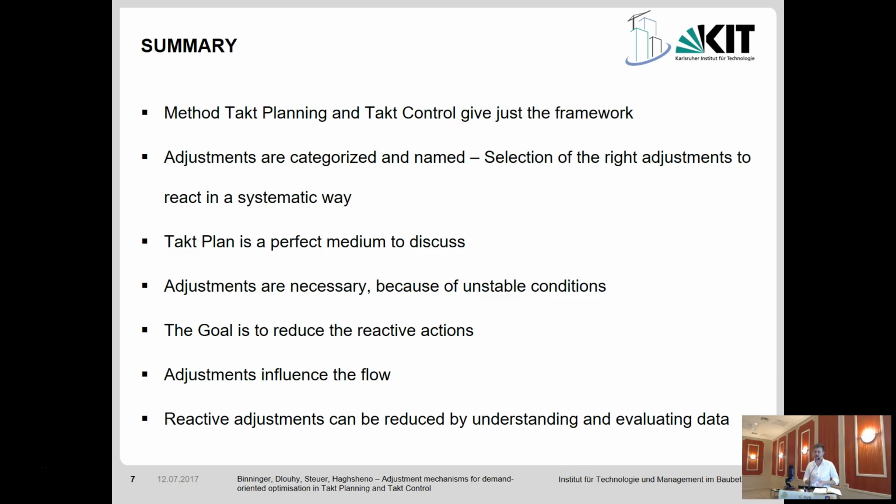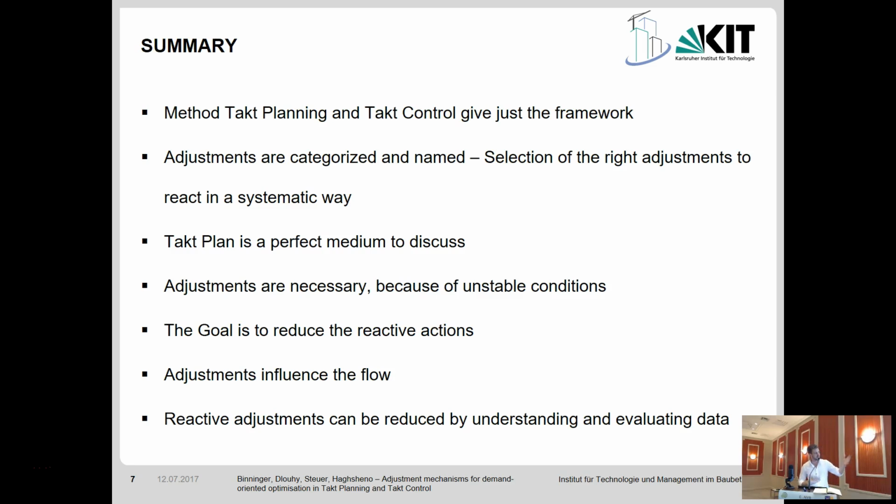Right now we named them, we can categorize them, and now we can use them in a systematic way. You can really say, okay, let's do this action or let's do this action, and you can combine these actions and really choose one. Right now they just did it by their feeling that they should do this. And we really can say, okay, which kind of effect it has on the production schedule and also on the flow.